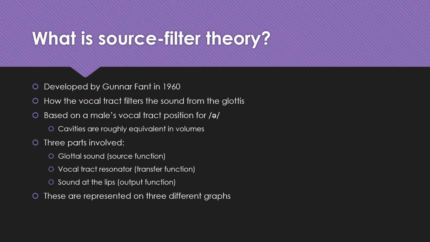And there are three parts involved in the source filter theory, which are the glottal sound, which is the source function. The sound is sourced from the glottis. The vocal tract resonator, which is how the sound is filtered through the air cavities, which is the transfer function, and the sound that's coming out at the lips, which is the output function, which is what we actually hear. So these parts are all represented on different graphs.